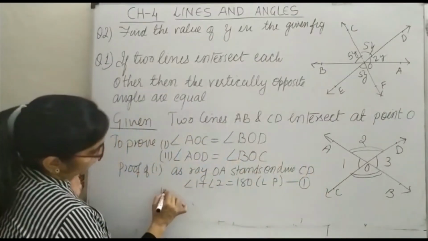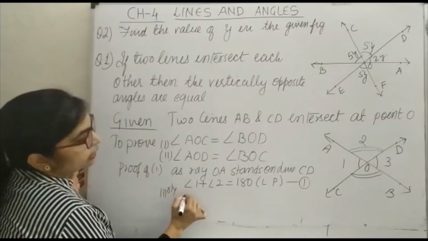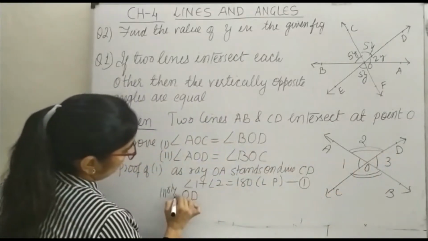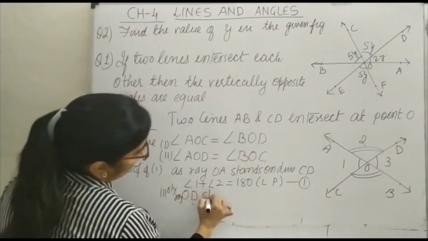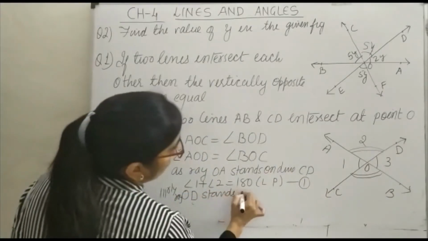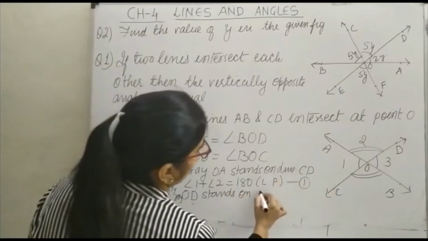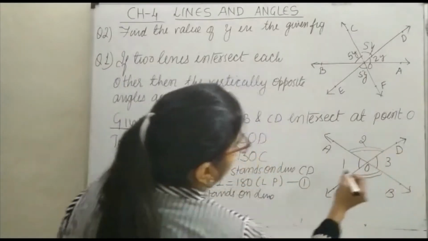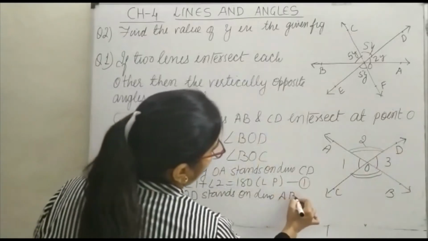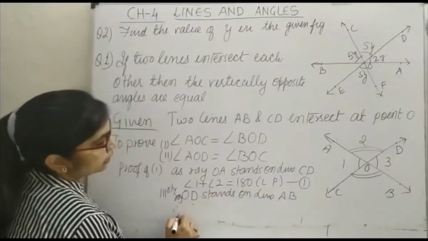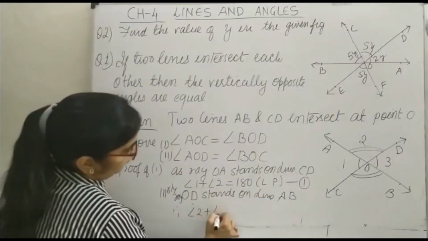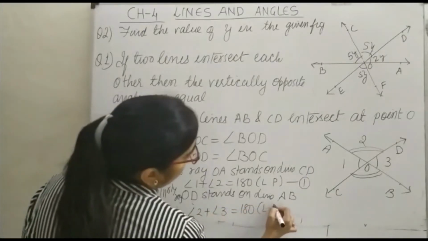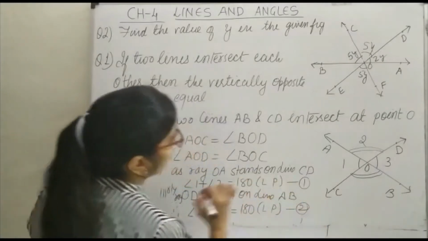Similarly, ray OD stands on line AB. You can see this OD standing on the line AB. Therefore, angle 2 plus angle 3 is equal to 180. This is again a linear pair, and give it equation number 2.